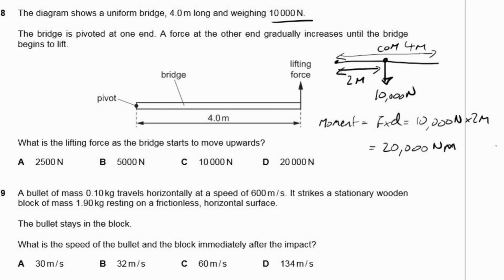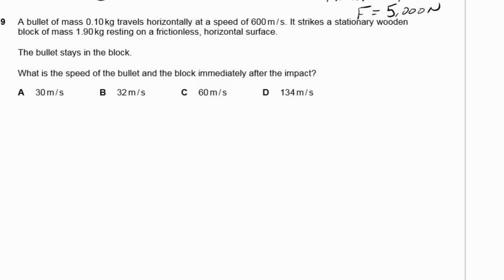Now, my lifting force is right at the very end. And the question is, how big is that force when it all starts to move? Well, for it to move, the force times distance, which in this case is force times 4 meters, would have to equal at least 20,000 newton meters. Divide both sides by 4, and that tells me the force is 5,000 newtons. Option B.